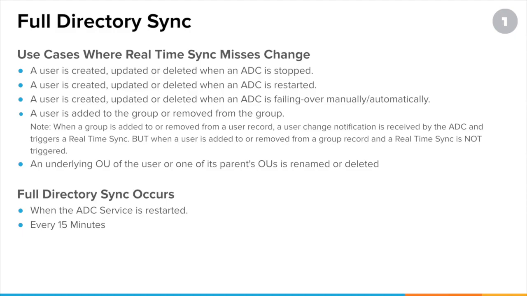And if OUs were renamed, deleted, etc., again, those are changes to the OUs. Those are not captured by that Active Directory connector service. Thus, the full directory sync will be able to capture those changes. You can wait 15 minutes, or you could simply restart the service. That also triggers that full directory sync.